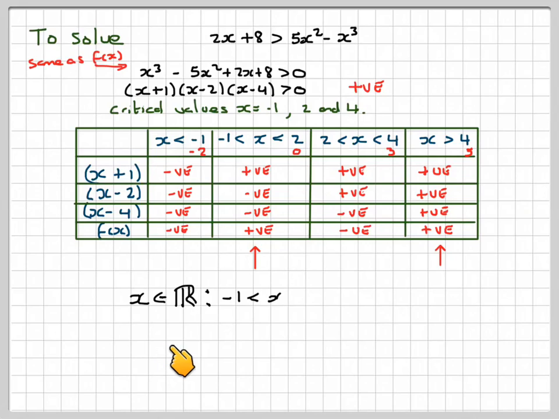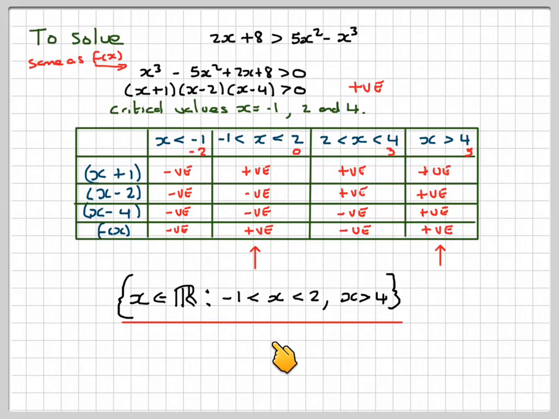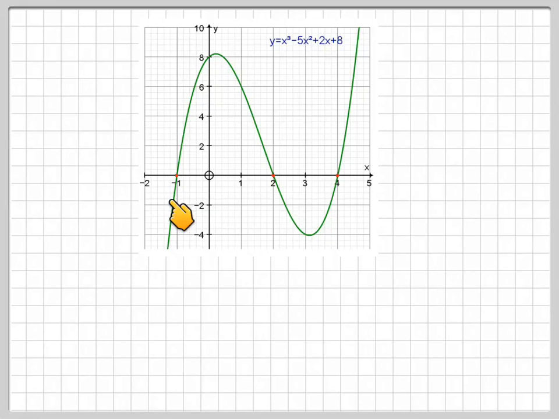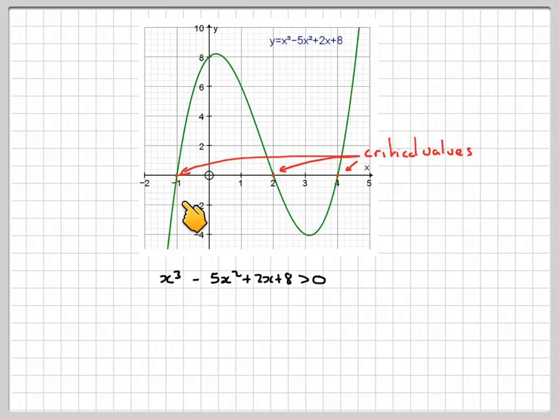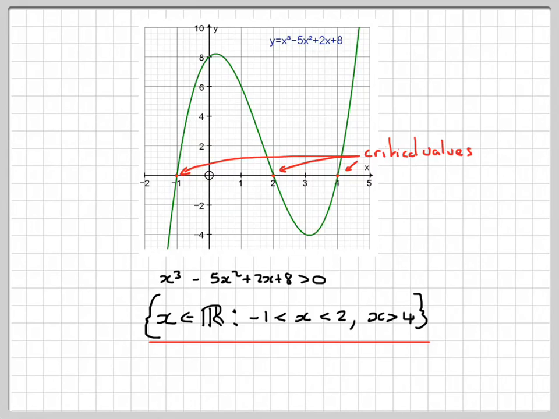So x belongs to a set of real numbers such that x is between minus 1 and 2, and x bigger than 4. If we want to look at that graphically, then we would draw the graph. This graph has been drawn on Autograph. We'd search out the critical values, so we want to solve this inequality. The critical values are these 3 places. Where is the graph positive, i.e. where is it above the x-axis? Here and here, so it's between minus 1 and 2 and bigger than 4, which is the same answer as before. So you can always check your answer using a little bit of Autograph.